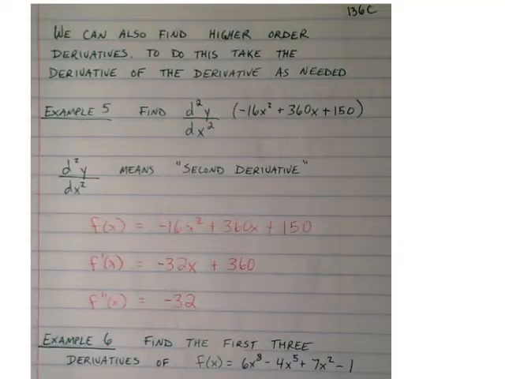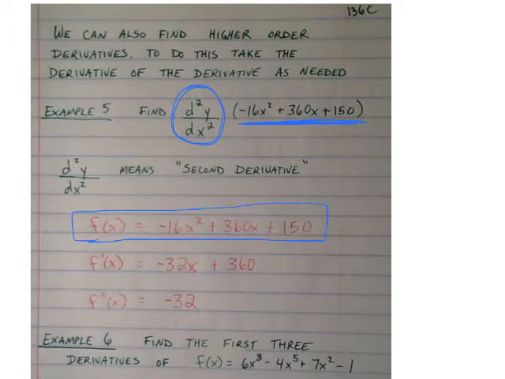So we can also find higher order derivatives. To do this, take the derivative of the derivative as needed. So in this first example, what we're asking for is d2y over dx2. So that's saying take the second derivative of this function. I wrote out the function as negative 16x squared plus 360x plus 150. And then I took the first derivative, hence the f prime, and I applied the power rule, giving me negative 32x plus 360. And then I took the second derivative. So the derivative of negative 32x is negative 32, and the derivative of 360 is 0. So there's your second derivative for that function.